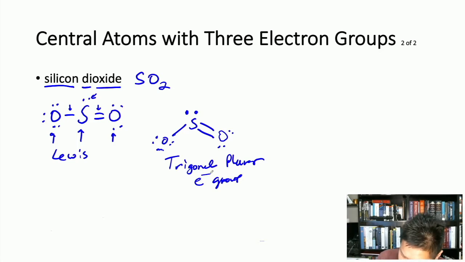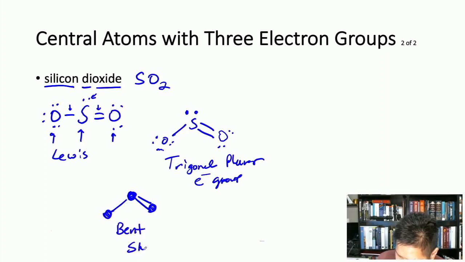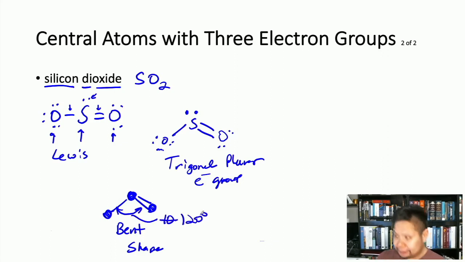But the difference here is when I draw its ball and stick, like so, since it doesn't show any lone pairs on it, right, it's not trigonal planar in shape. It's actually a bent shape. And the bond angle here is still 120 degrees, right? 120 degrees. Let's try another one.